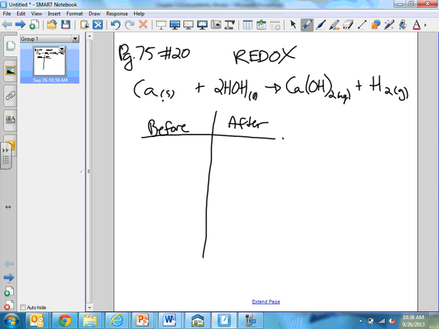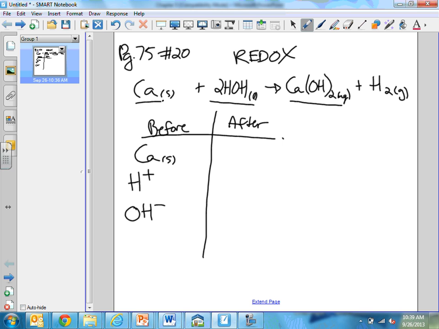When we have ionic compounds, we have to show those as ions. When things are by themselves as an element, we show them without a charge. So calcium before the reaction is just Ca solid. Here I've got a compound that's made up of H+ and OH-. So I'm going to list them as the ions.